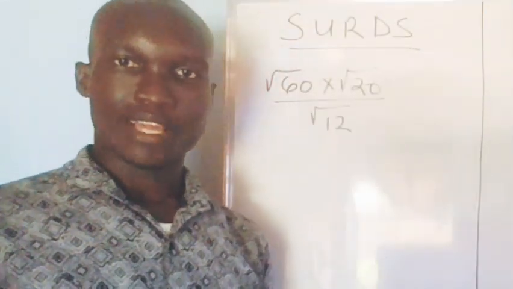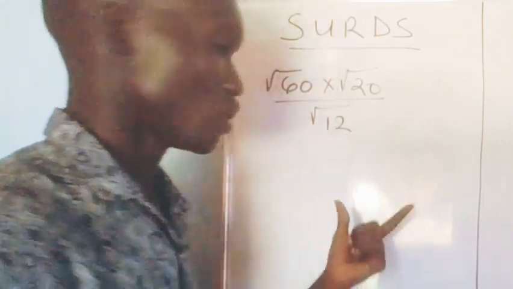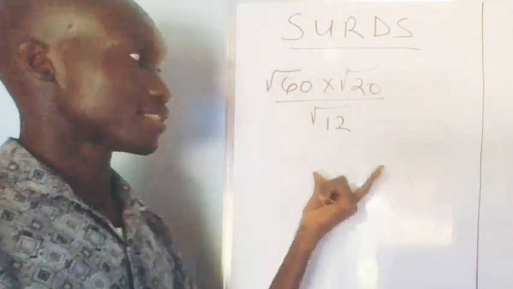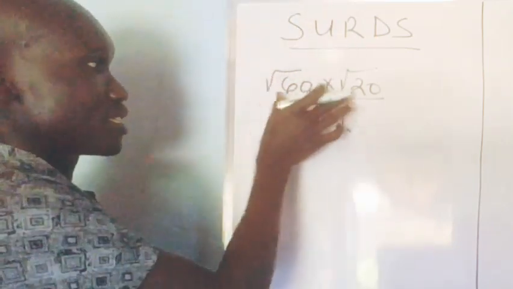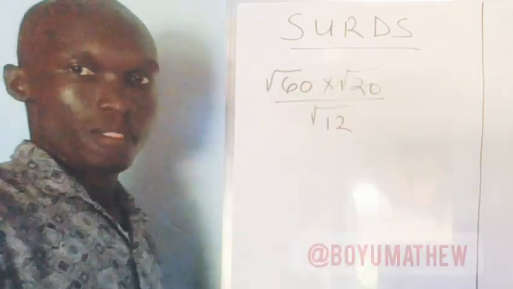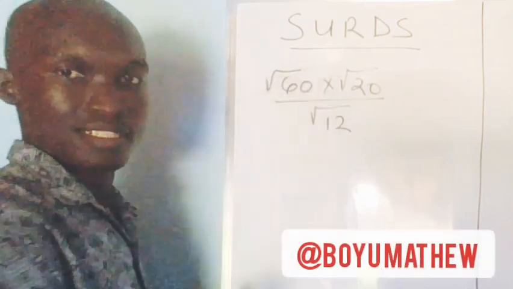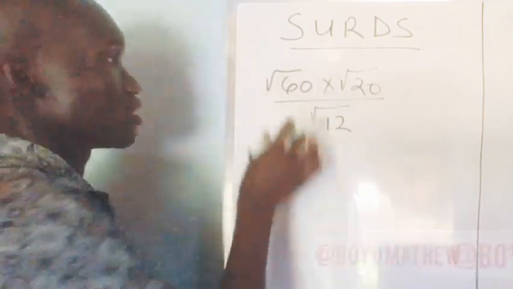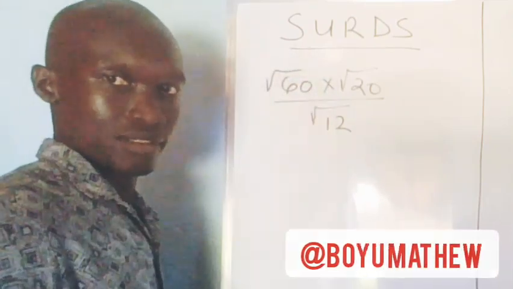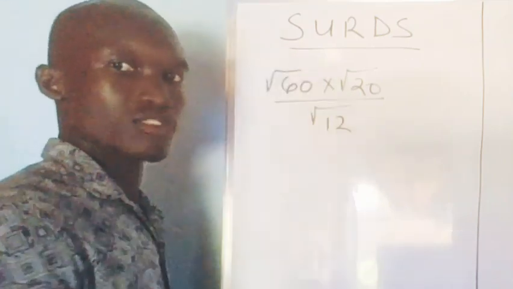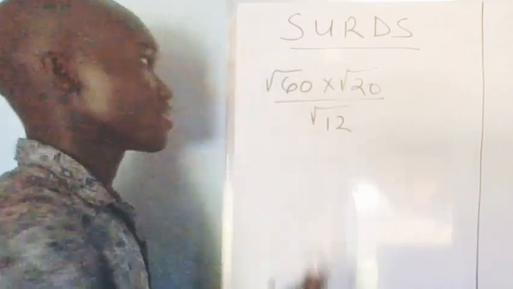Now let's look at how we can divide surds. We looked at multiplication, let's look at how we can divide. All these square roots, we have to make sure we express them as surds. Let's first start by expressing 60 as a surd. So we have to come up with two numbers. The first one has to be a number whose square root we can find.